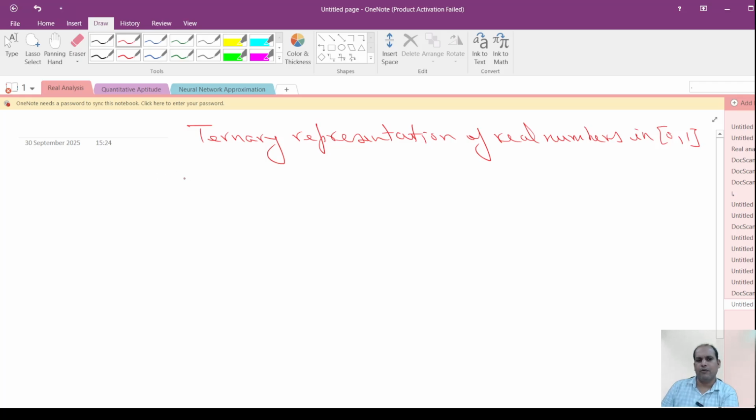For example, in an earlier lecture I have already explained that on dividing this into equal intervals, say 1 by 3, 2 by 3, in ternary representation we need to use the symbols 0, 1 and 2. Let us denote the interval from 0 to 1 by 3 by the notation 0, this by 1 and this by 2.